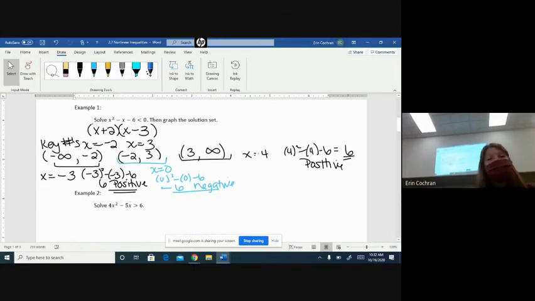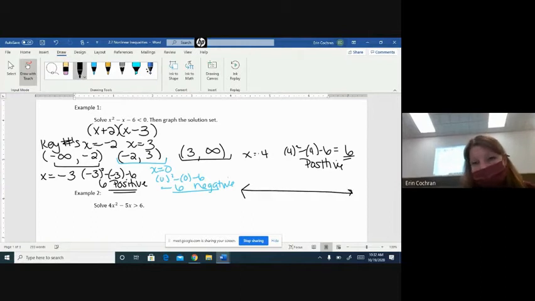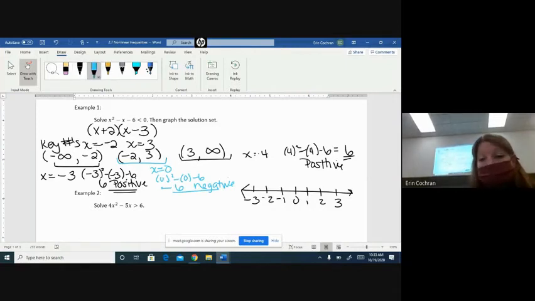Now to graph, we're going to put this on a number line. We have negative 3, negative 2, negative 1, 0, 1, 2, and 3. We know our main interval is between negative 2 and 3. We are not going to include the endpoints, so we know we're going to have the values in between these.